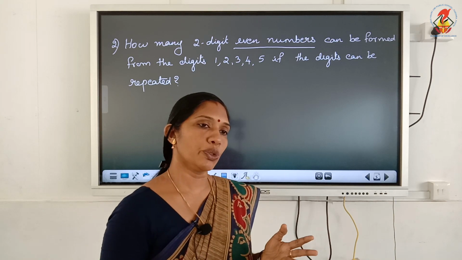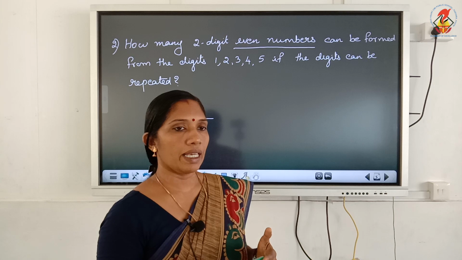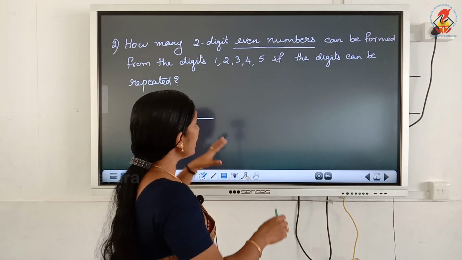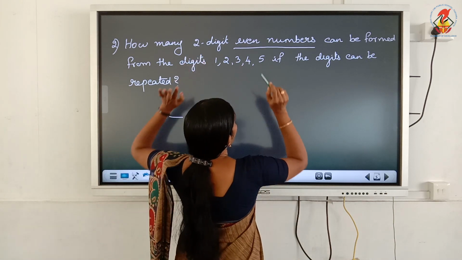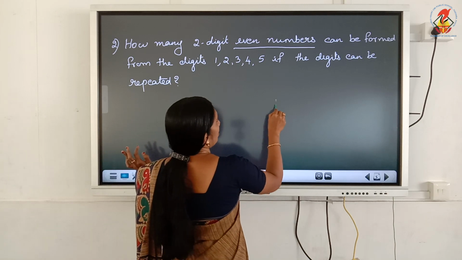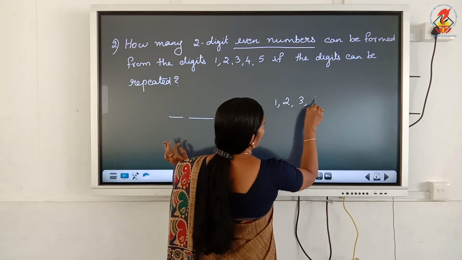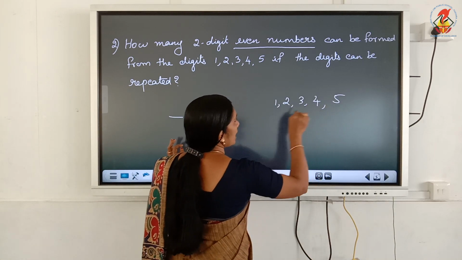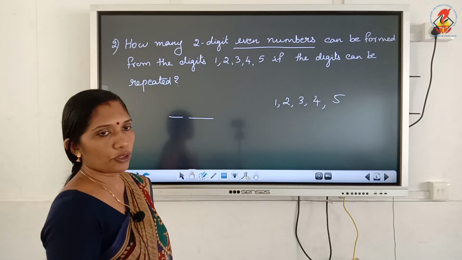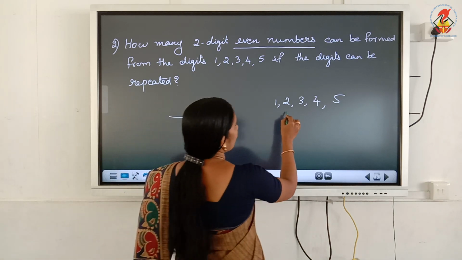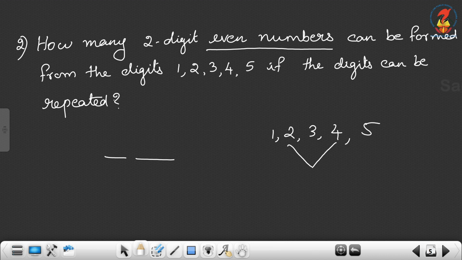That is either 2, 4, 6, 8 or 0. Here only the digits 1, 2, 3, 4, 5 are given. Which are even among these, 1 to 5? 2 and 4 are even numbers. Okay. So, even numbers only 2, isn't it?